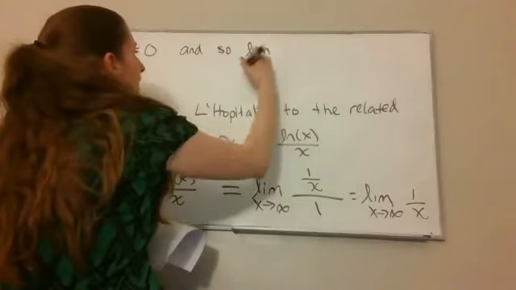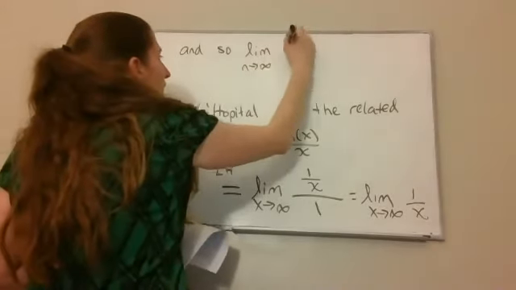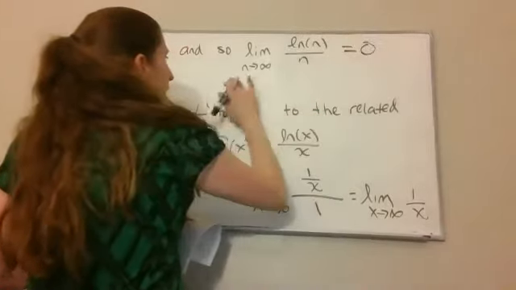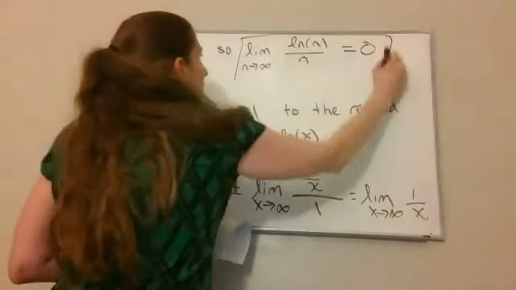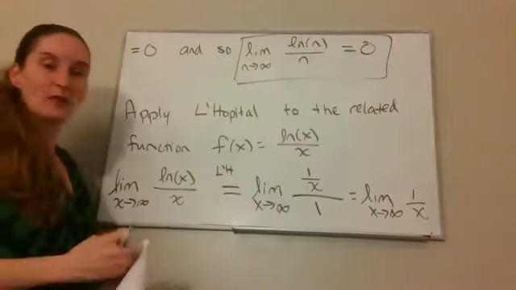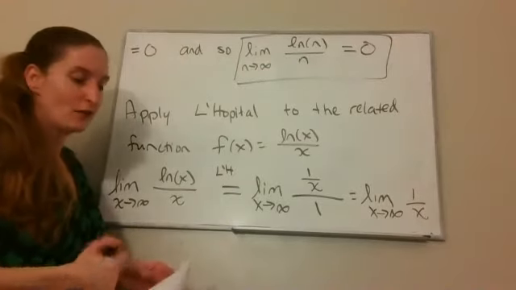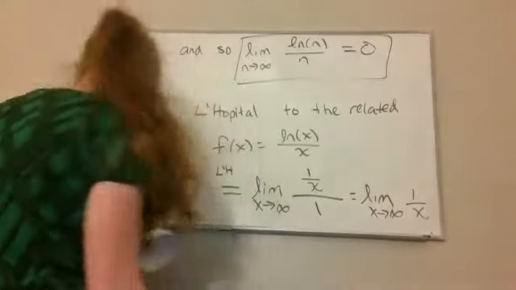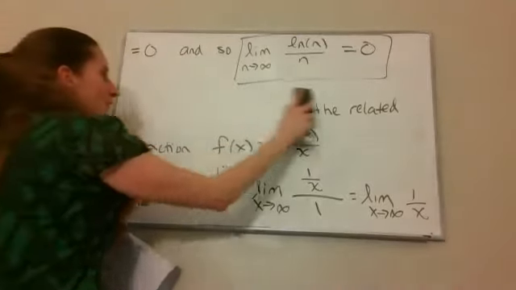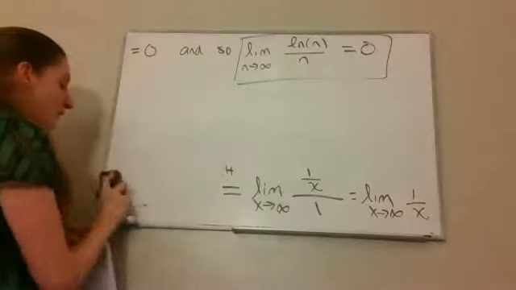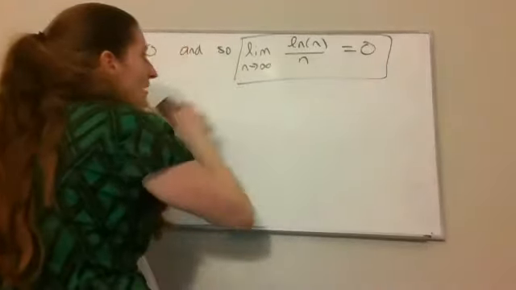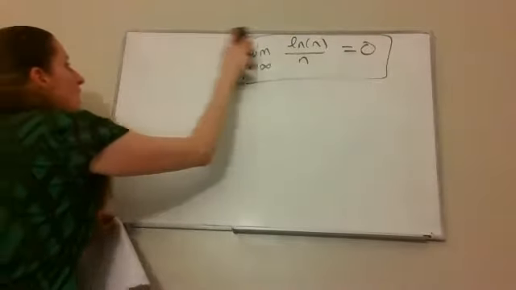And so my limit as n goes to infinity of natural log of n over n is also 0 by that theorem that said we could look at the associated function. All right, well that wasn't too bad. Let's figure out if a different sequence converges or diverges. This first one that we had converged to 0.